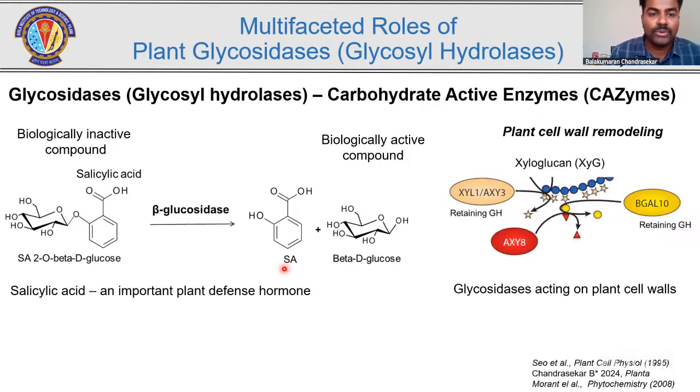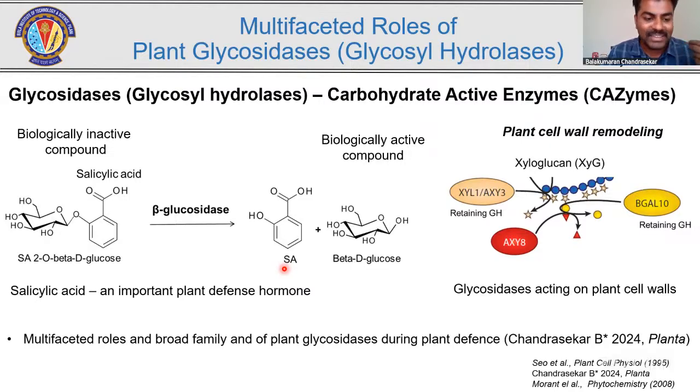Another important role of glycosidases is plant cell wall remodeling. As I've already told you, plant cell walls have a lot of sugars. One of the important polymers present in the plant cell wall is xyloglucan, and it has a lot of glycosyl linkages. Glycosidases act on these sugar residues, cleave them and make them free, so that the plant can undergo cell wall remodeling or adapt to particular situations. These are just a few examples I have quoted, but glycosidases acting on the carbohydrates present in the plant have multifaceted roles.